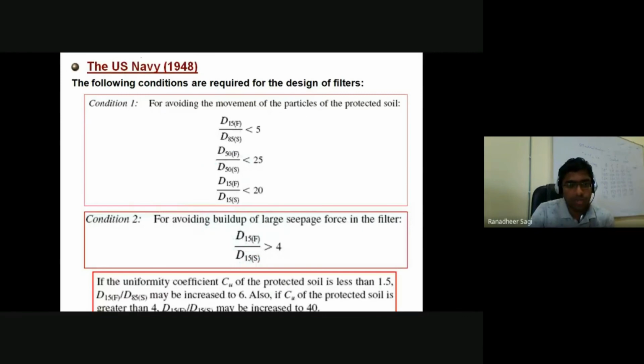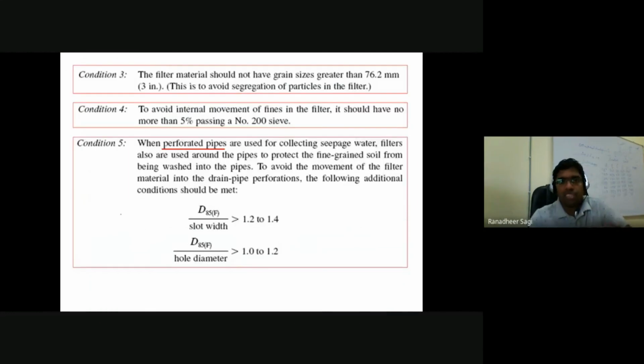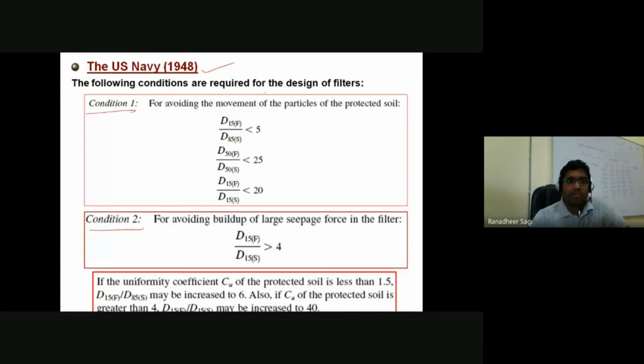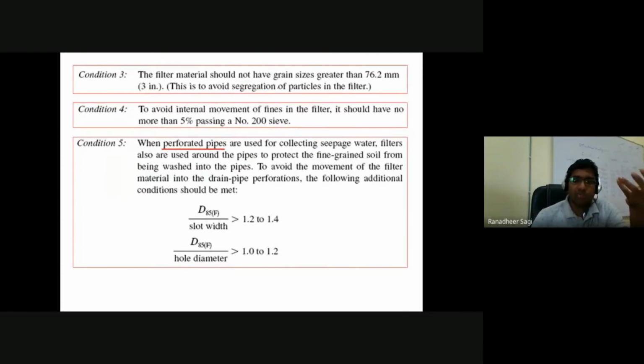Likewise, according to the US Navy, you have certain criteria which are to be satisfied in order to say that so-and-so filter material is proper in the design of your filter. You have various criteria which are to be satisfied. It is very clearly understood, whatever is mentioned. All those subcategories of conditions are to be satisfied, ultimately to say that the filter you are trying to design will ensure the safety and stability of that particular structure.